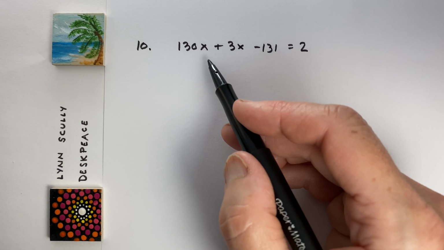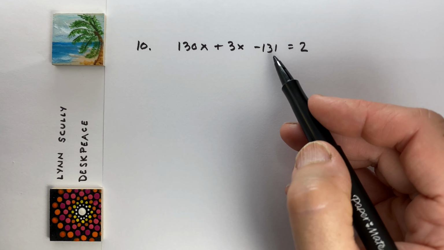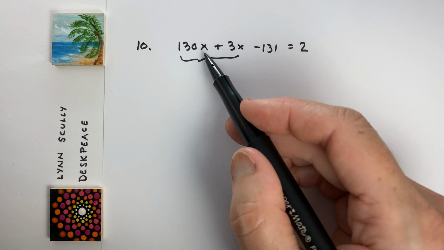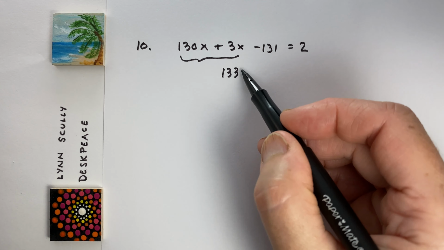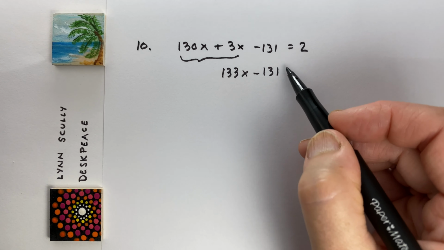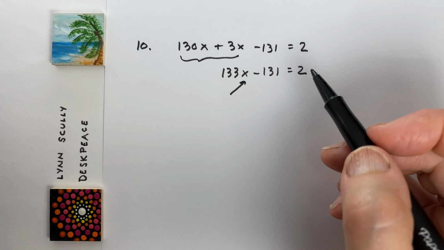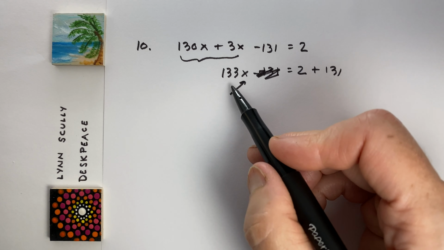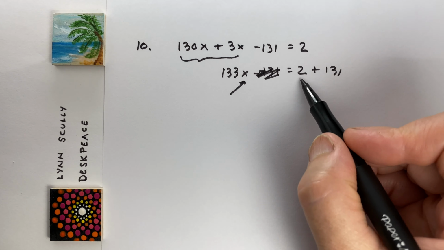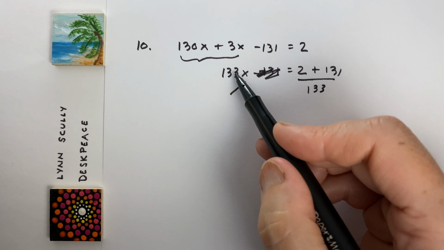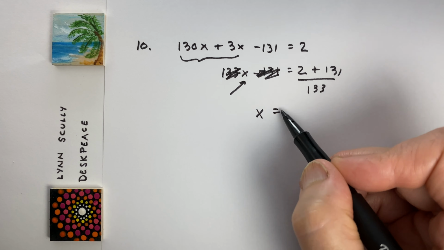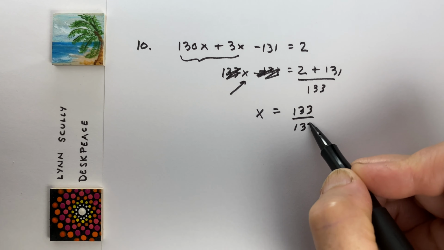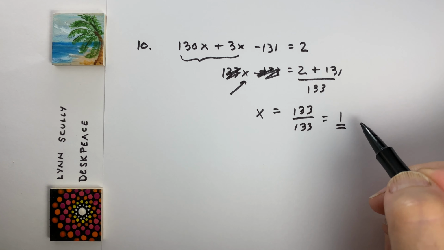Number 10, 130x plus 3x minus 131 equals 2. Combine our like terms. 130x plus 3x is 133x. Minus 131 equals 2. I want to get this guy alone. So first I'm going to add the 131 over. Then 133 is attached to x by multiplication. Move it by division to the other side of the equal sign, and I'm getting x equals 2 plus 131 is 133 over 133, which is 1.